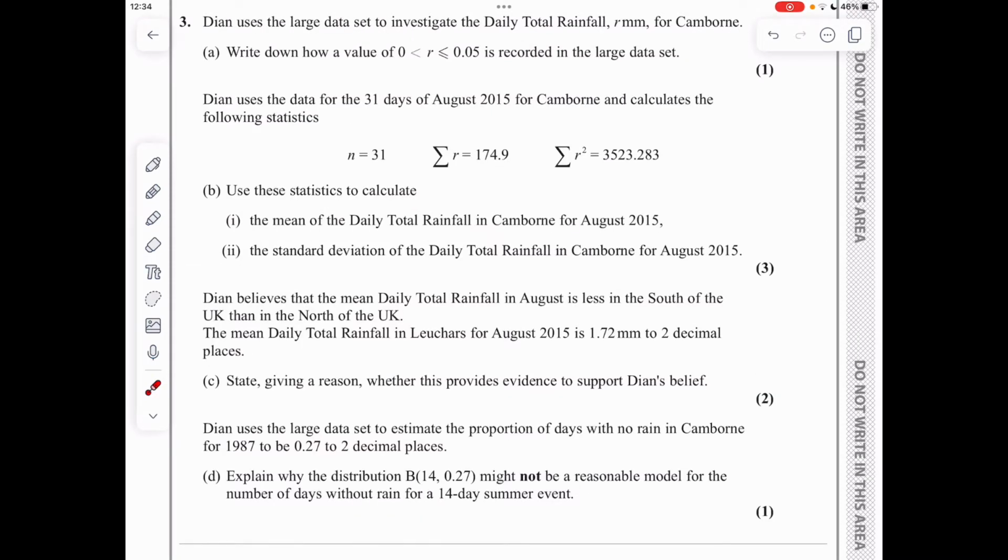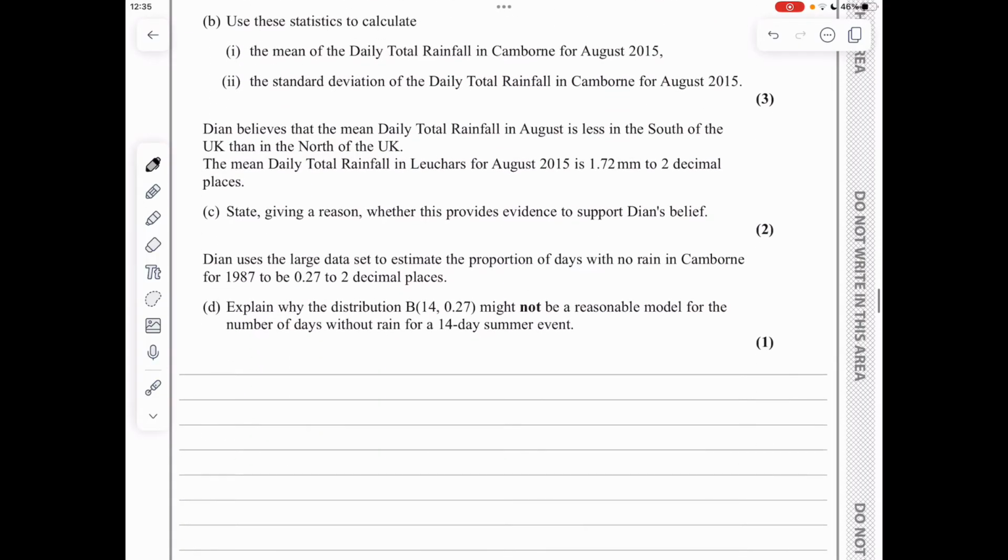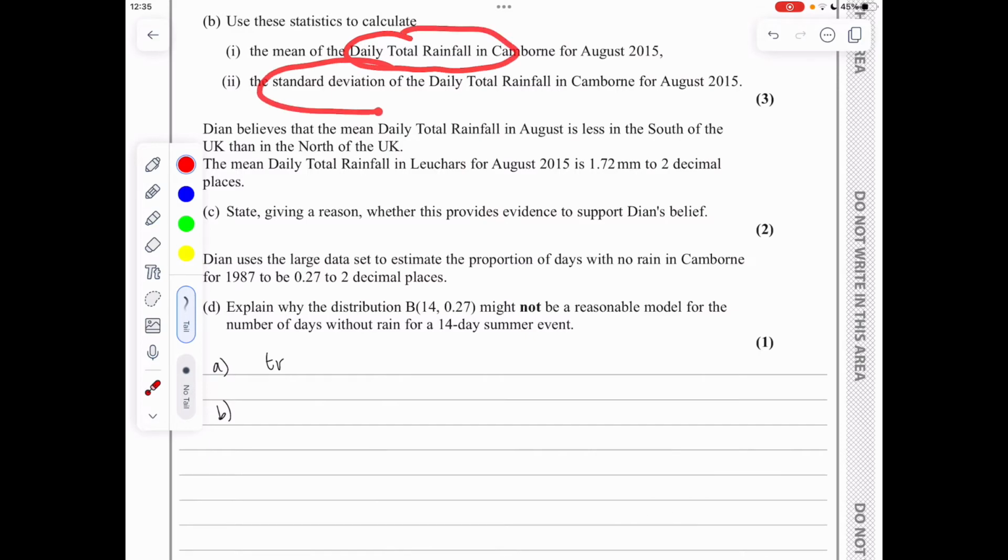Question 3 is on the large data set. We've got Diane, who is investigating the daily total rainfall in millimeters for Camborne. We need to write down how a value of R between 0 and 0.05 will be recorded in the large data set. We know that this is a trace of rainfall, so in the large data set it will appear as a TR. And then in B, we need to use the given statistics to calculate the mean of the daily total rainfall and the standard deviation.